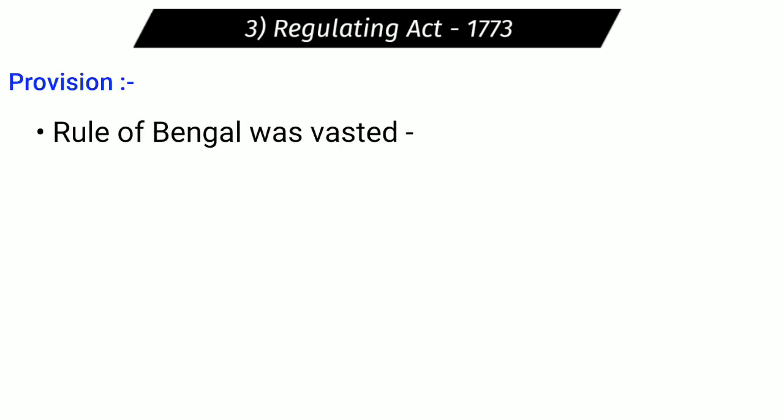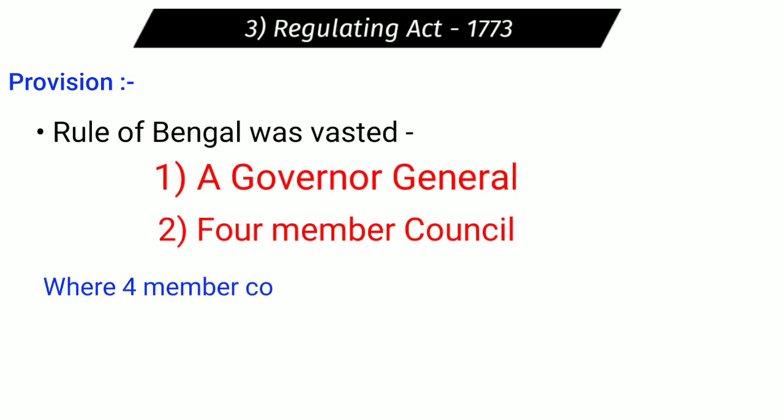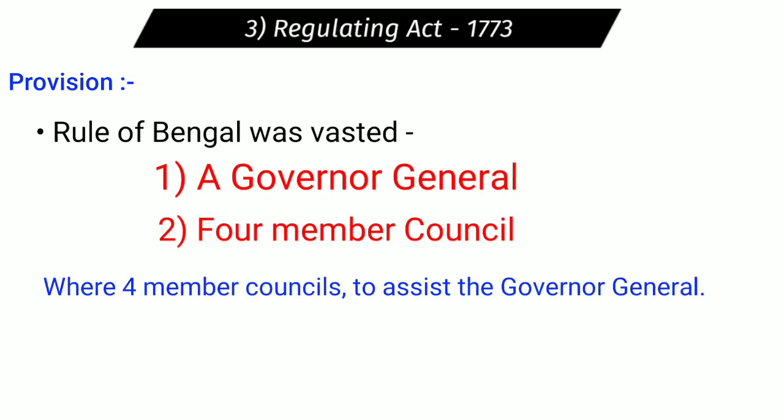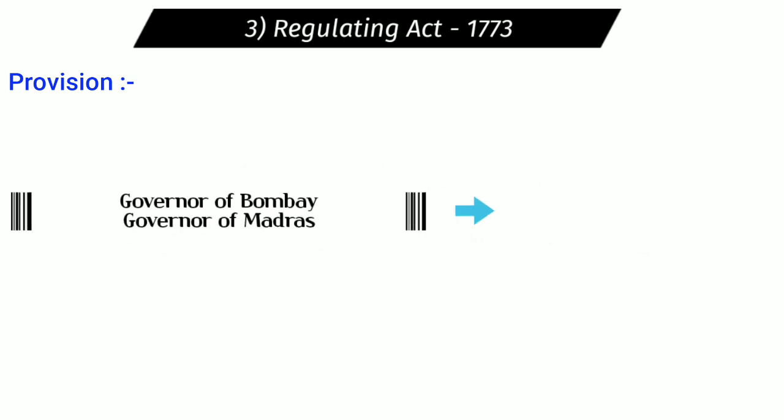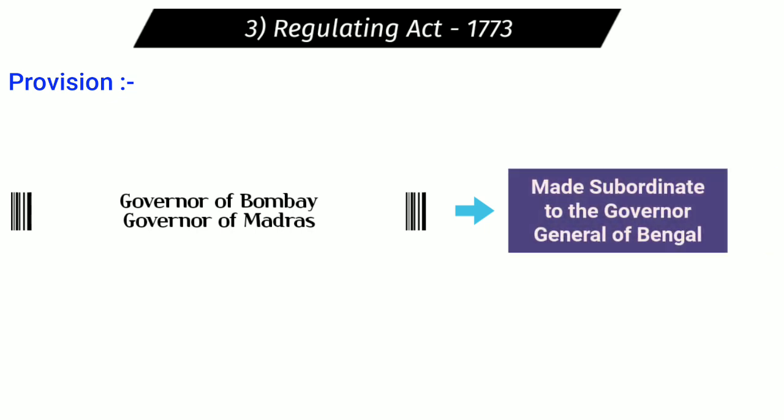So the rule of Bengal was vested in the Governor General and a 4-member council, where the 4-member council was there to assist the Governor General. And it was also arranged that the decision of the council could be taken by majority. So this is how the Governor of Bombay and the Governor of Madras directly came under the control of the Governor General of Bengal. So both were now subordinate to the Governor General of Bengal.